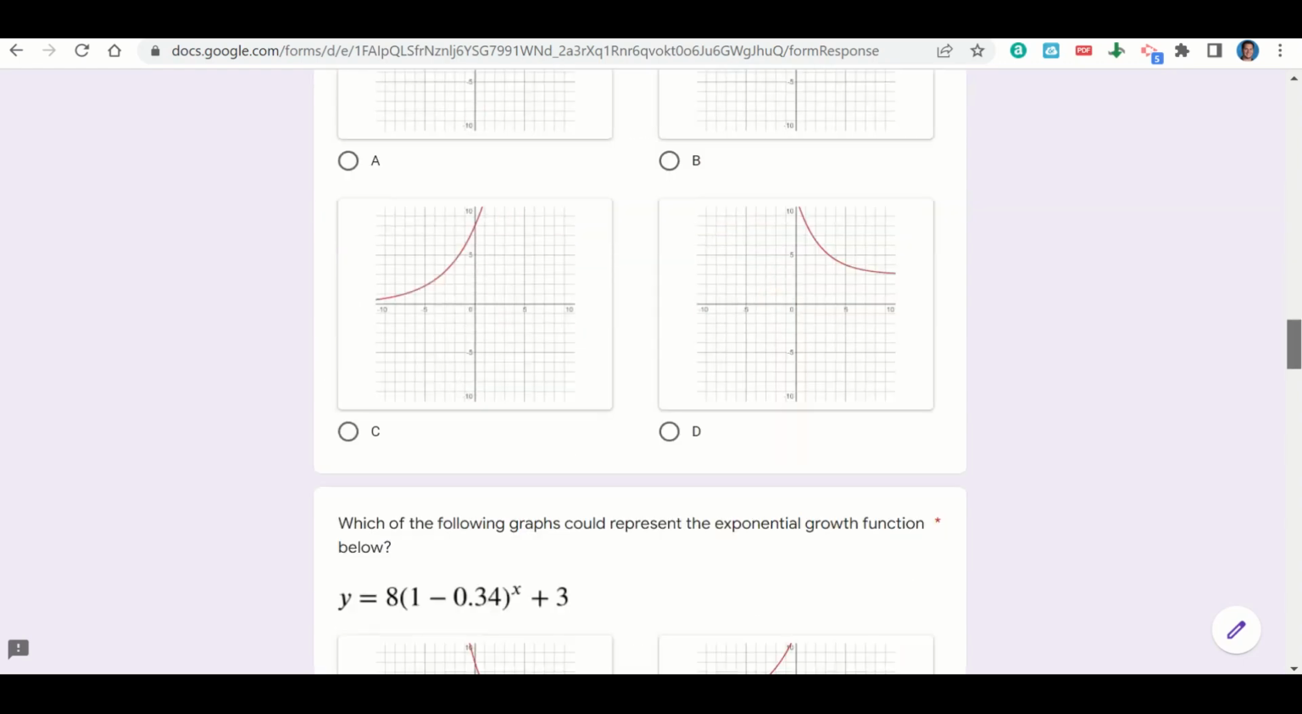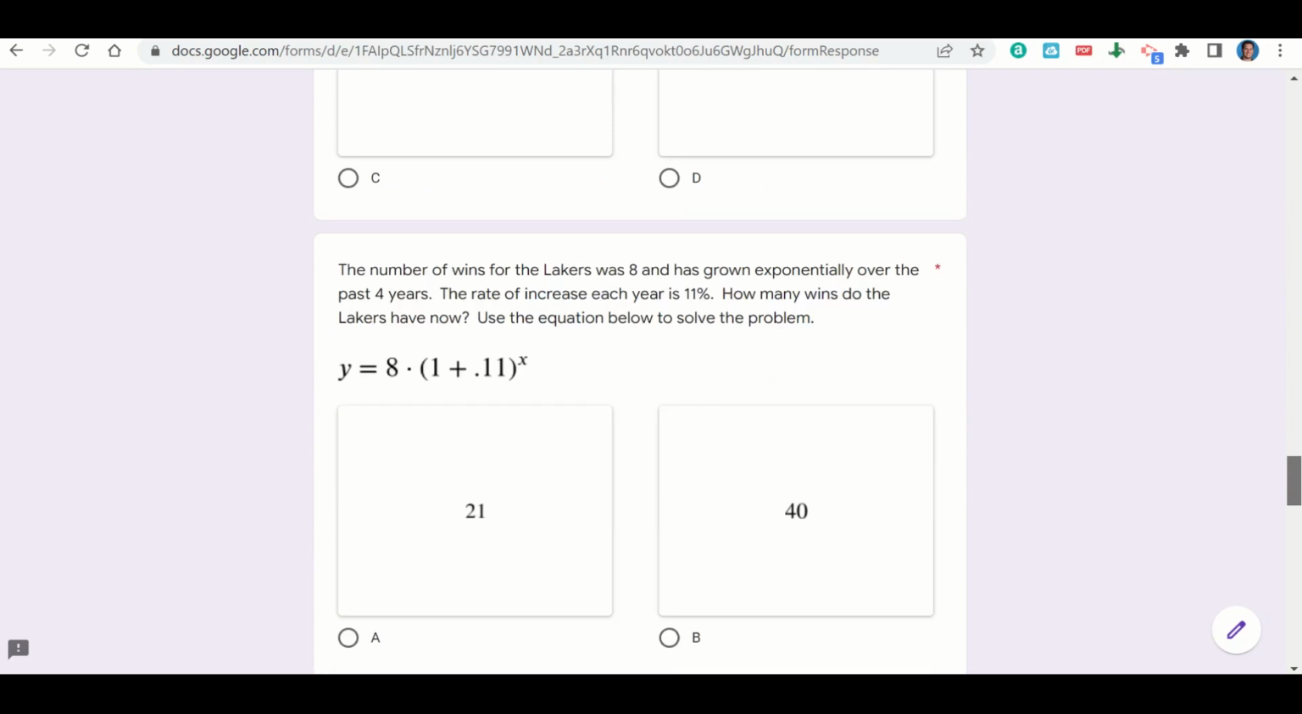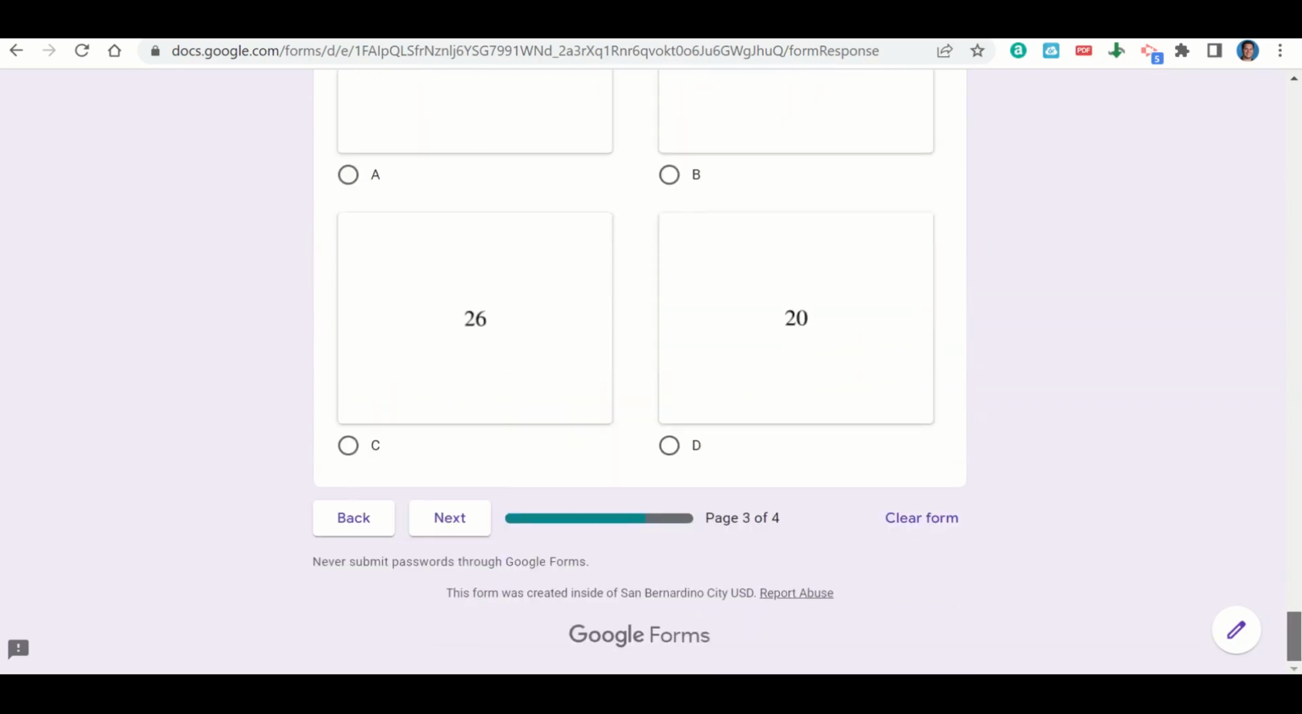So we'll continue to go through and answer these questions. Once you get to the end, you'll go ahead and click Next. This will send you to your Before You Go. Once you've completed your Before You Go, you can submit your work on Google Classroom.